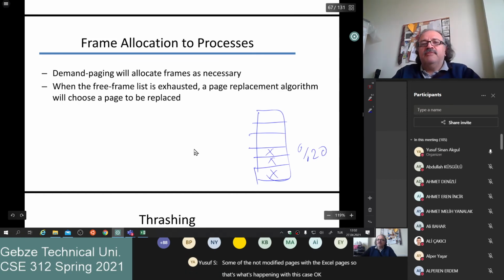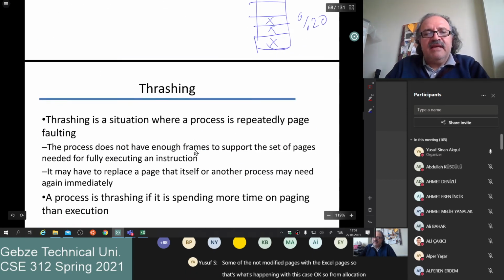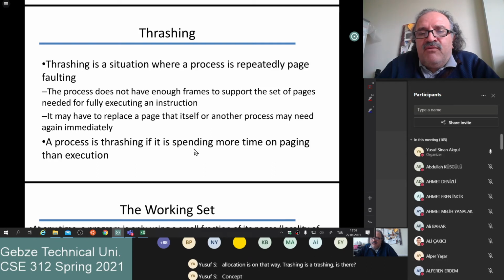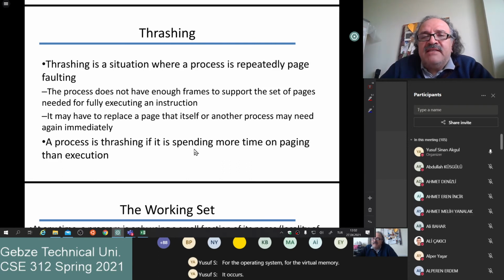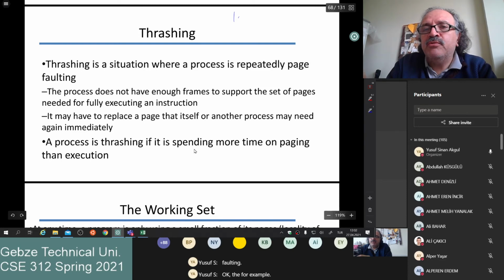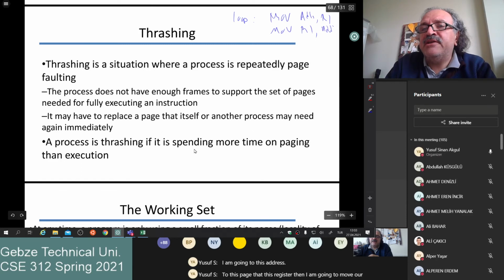Okay, so frame allocation is done that way. Thrashing is a concept for the operating system, for virtual memory. It occurs when the processes start repeatedly page faulting. For example, I am in a loop. This loop says that I am going to move this address to this register, then I am going to move R1 to another address, then I am going to jump back to the loop.